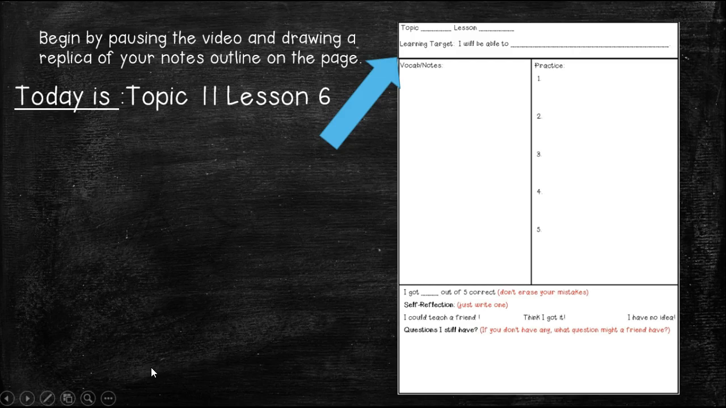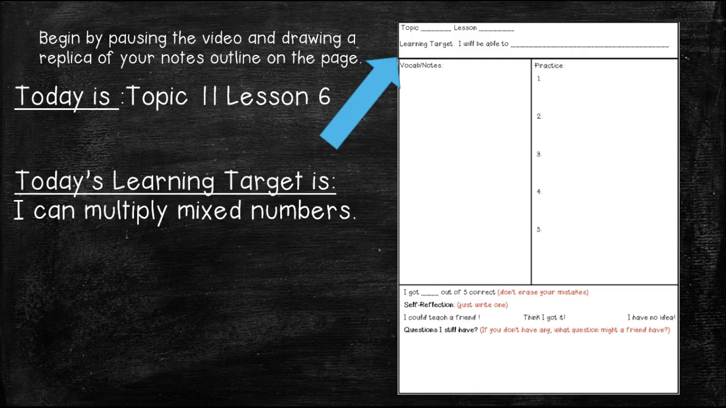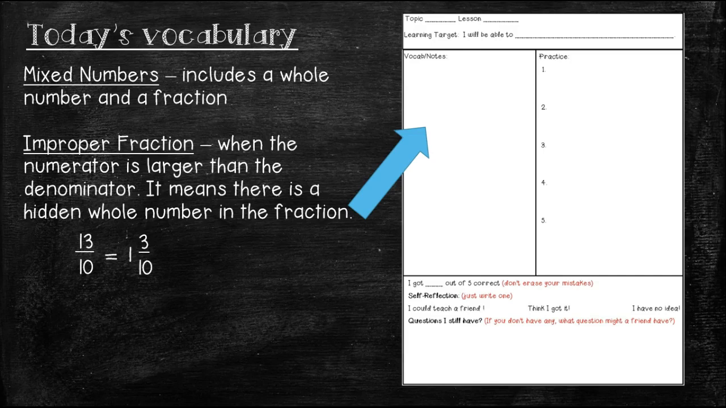Today we're going to be talking about Topic 11, Lesson 6. And today's learning target is, I can multiply mixed numbers. We do have a couple of vocabulary words. I know you've had them before. I want you to write them down anyway, just to make sure that you remember.